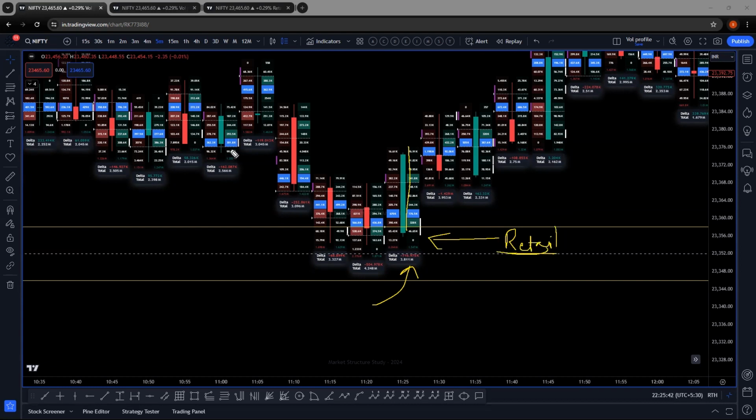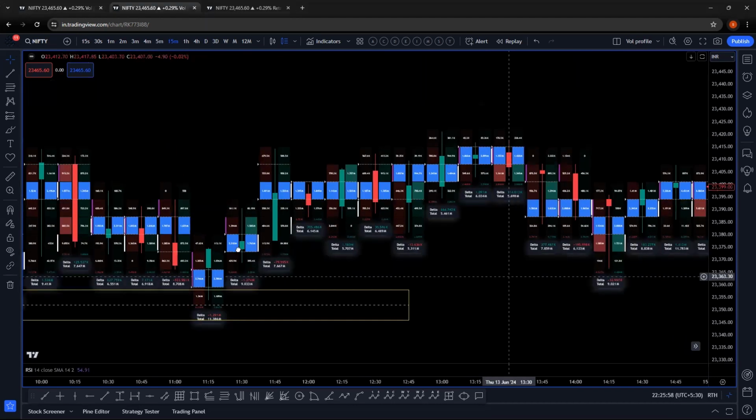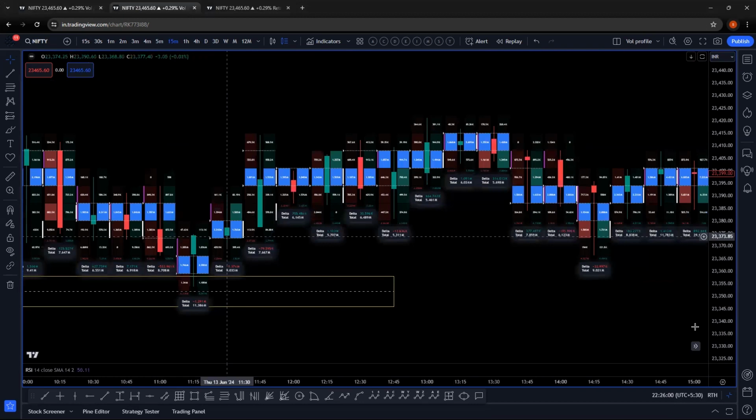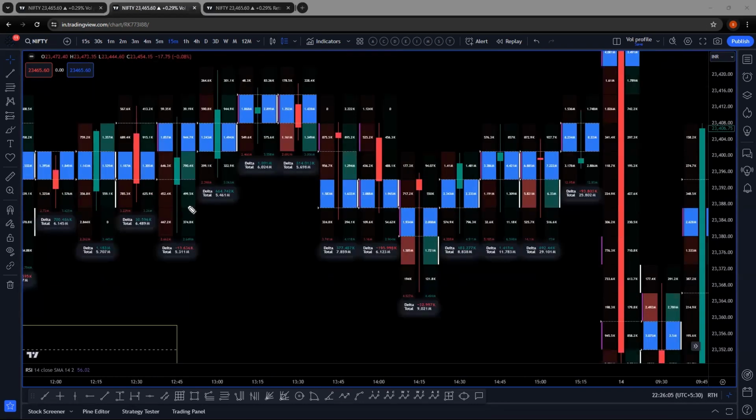The retail traders who were trapped here have now become huge sellers because the market is falling continuously, and a new day low is made. So smart money gets the chance, it reverses everything, and it creates the bottom of the day. And again, towards the end of the day, what happens is very simple.